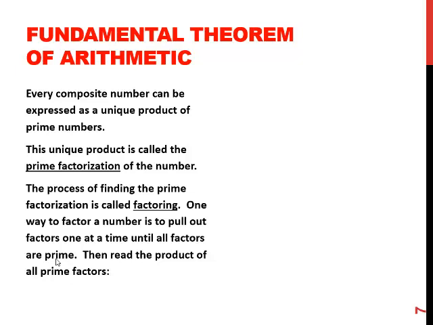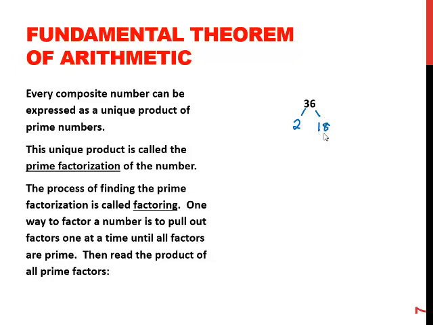Now, one method I like to use to factor a number is to pull out prime factors, starting with 2, until I've broken the number down as far as it'll go. For example, with the number 36, I look at it and see that 2 will go into it. 36 is 2 times 18.